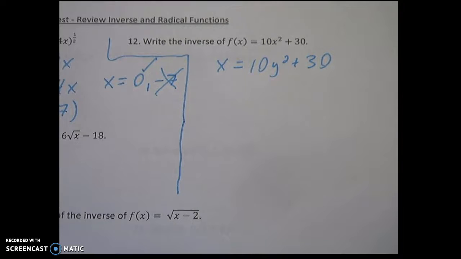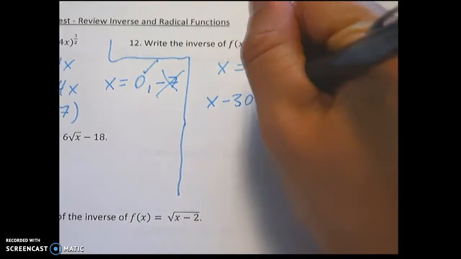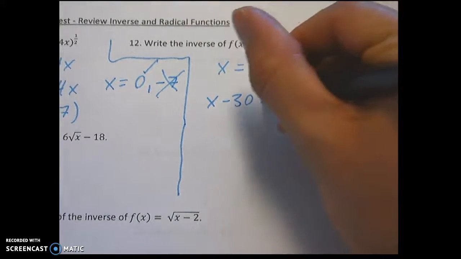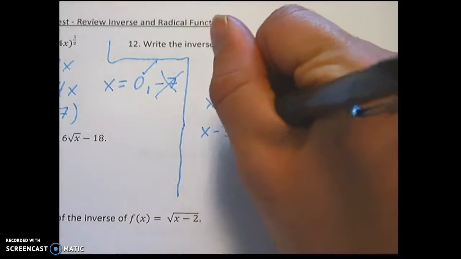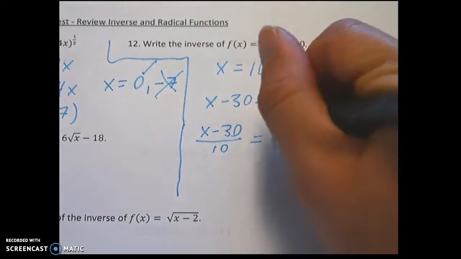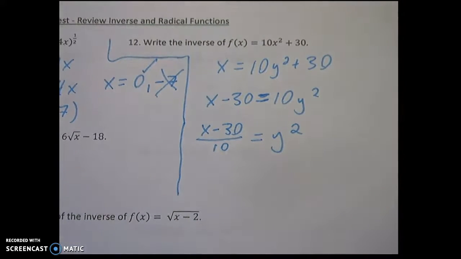All you'll need to do from here is get the y by itself. The first step, take care of that plus 30. The opposite of plus 30 is minus 30. So we got x minus 30 equals 10y squared. Now this is the part where people always get tripped up. They always want to take the square root right here. Don't do that, because you have to take the square root of the whole side. And we don't want to end up with the square root of 10. So I'm going to recommend we divide by 10 on both sides first to get x minus 30 divided by 10 equals y squared.